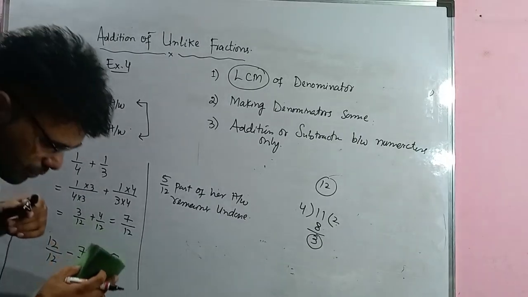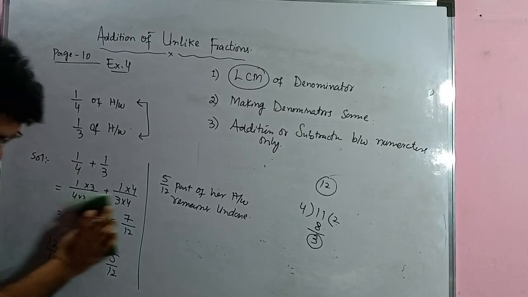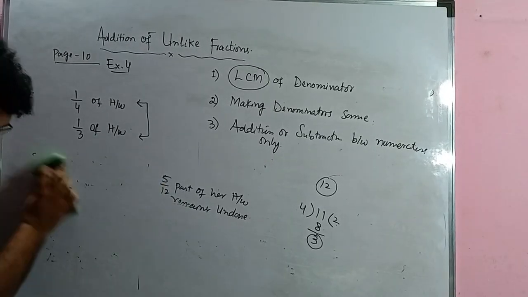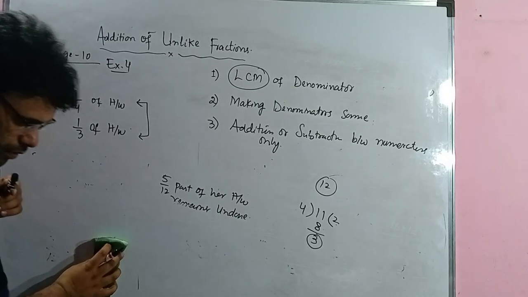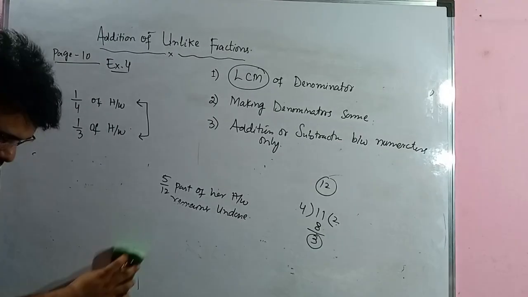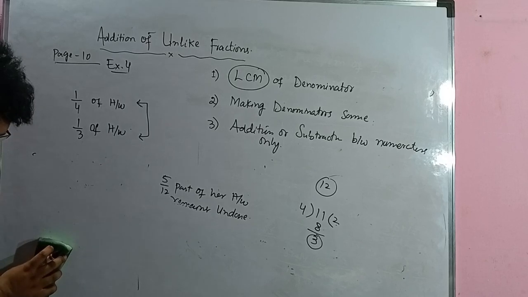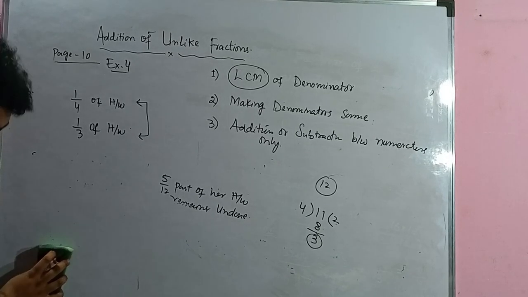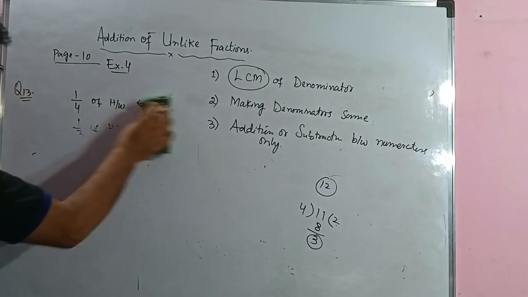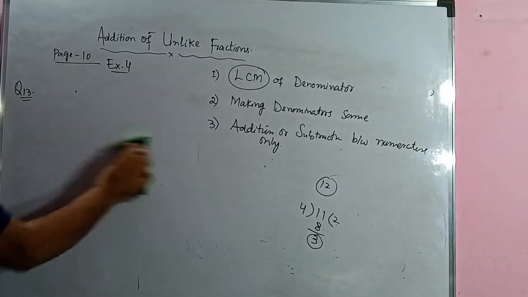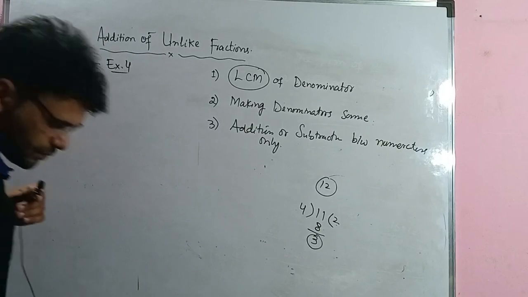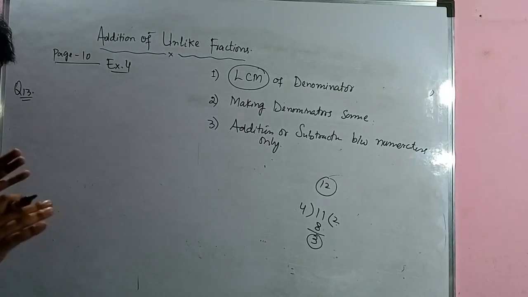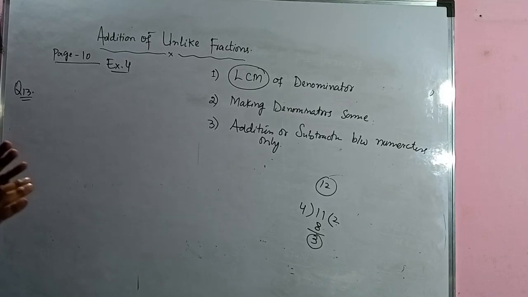Now you can see question number 14. A chemical consists of 4 compounds, A, B, C and D. 1 by 6 is A, 2 by 5 is B, 1 by 10 is C and the rest is D. What fraction of the chemical is D? You can see A is given, B is given, C is given, D we need to find. So first we will add all the compounds. 4 compounds are there, 3 compounds are given.